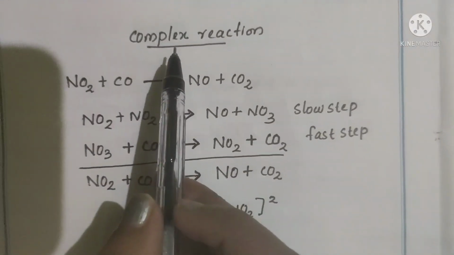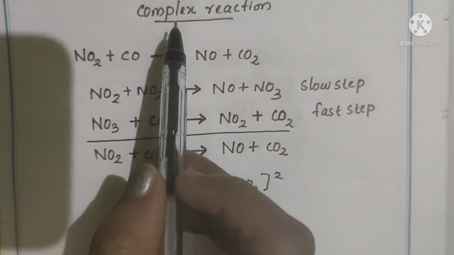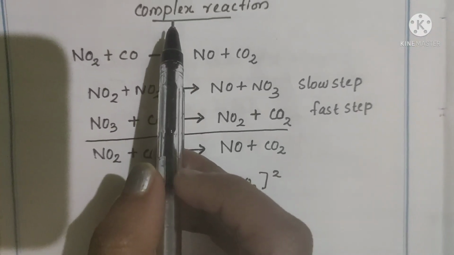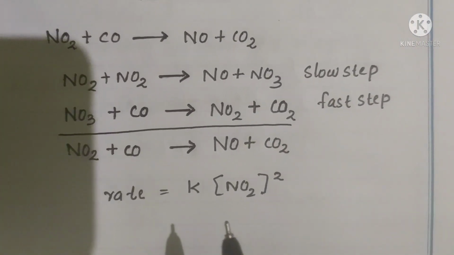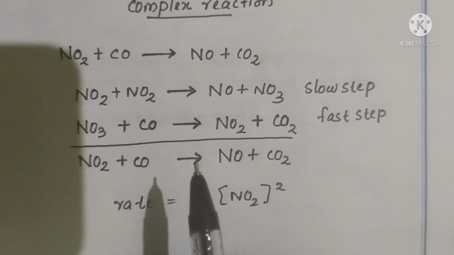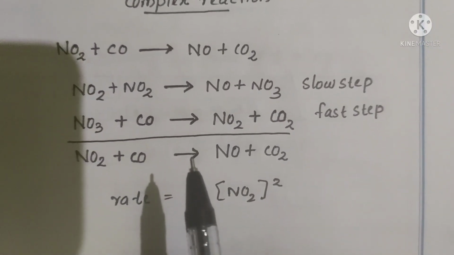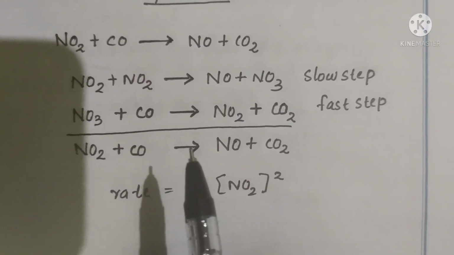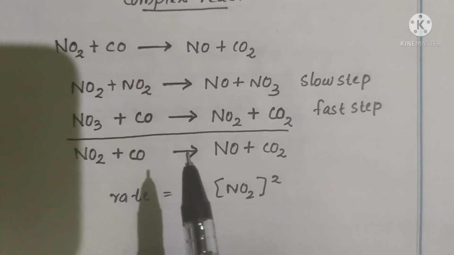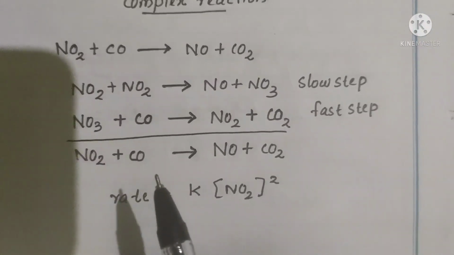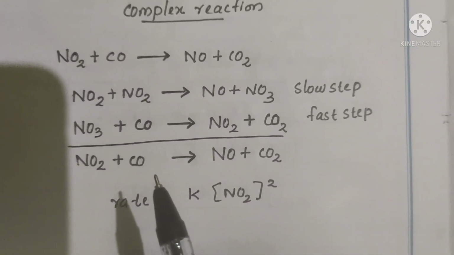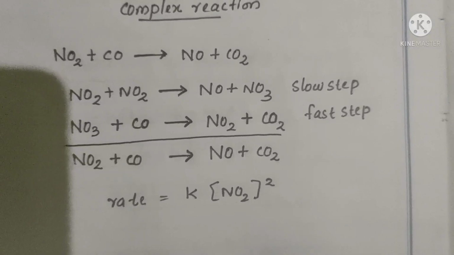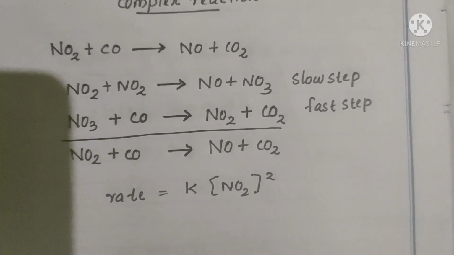Complex reaction. What is a complex reaction? A chemical reaction may not always take place in a single step, and a chemical reaction which takes place through a sequence of two or more steps is called a complex reaction. Each individual step of a complex reaction which contributes to the overall reaction is called an elementary process or elementary reaction. And the net reaction is a combination of these elementary reactions.